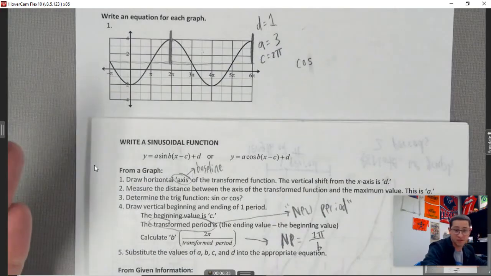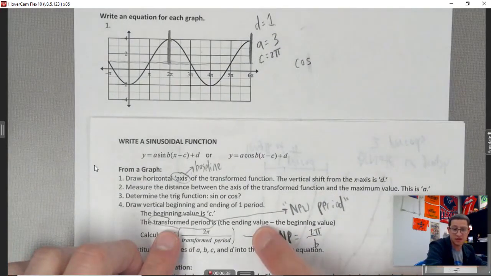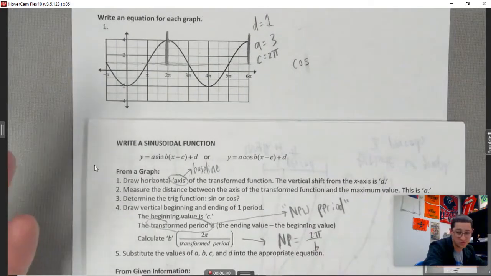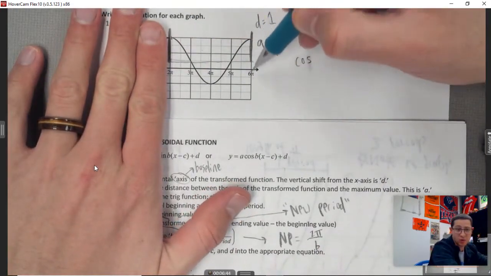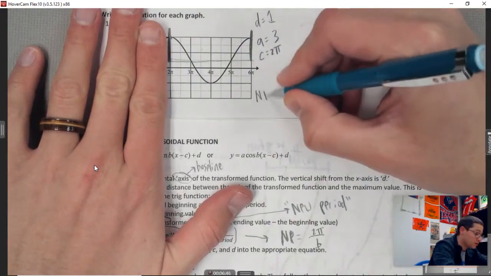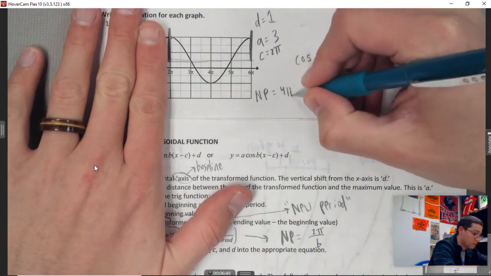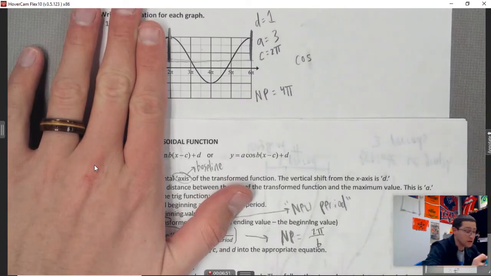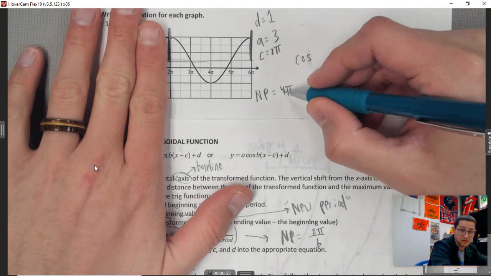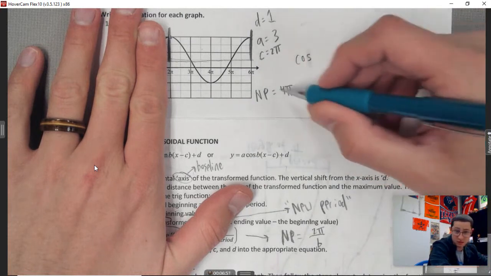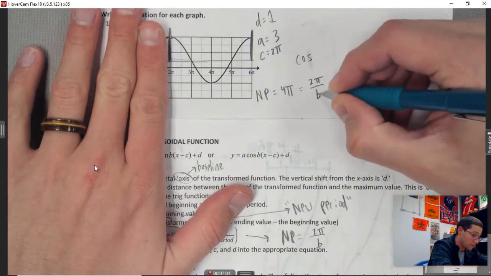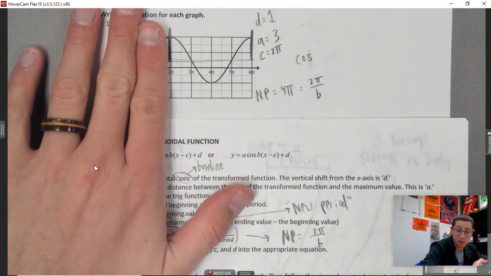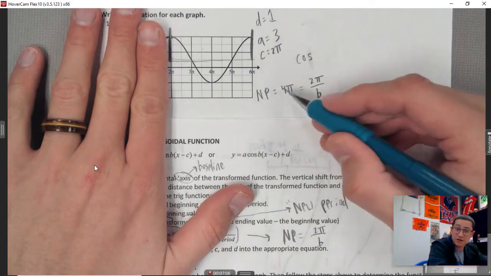And one way that you could do this, it does say to do the ending value minus the beginning value, but you could also just measure. Look at it, it's starting at 2 pi and it's going all the way to 4 pi. So your new period is 4 pi. But don't forget what the new period is. That's what it's equal to, but it's also equal to 2 pi over B. So careful there. The new period is 4 pi.